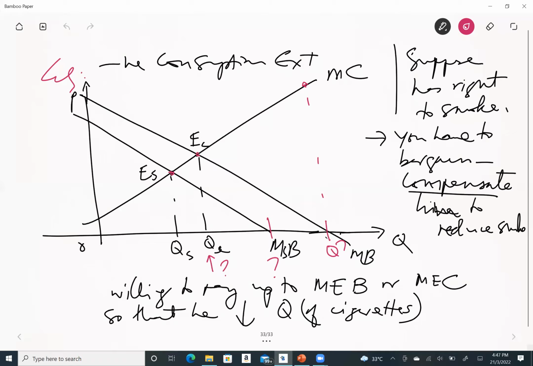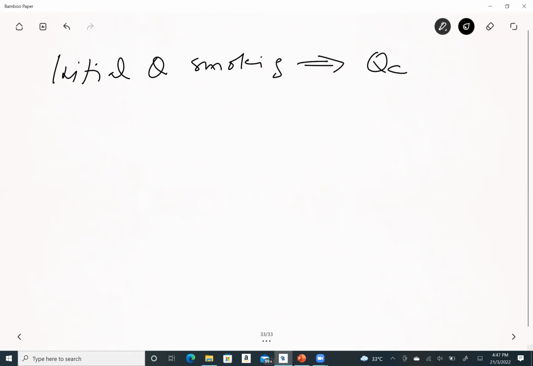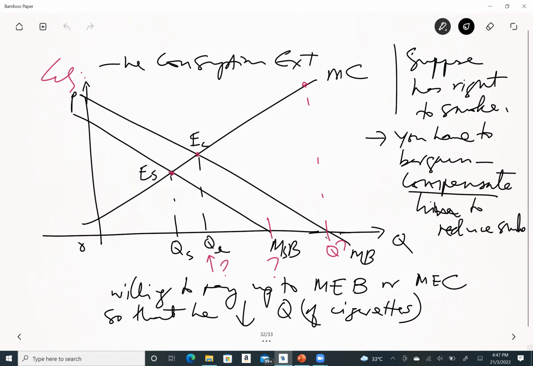When he has the right to smoke, that means he will smoke at the initial Q, which is QC. So that is the competitive equilibrium output level. That's how many cigarettes he will smoke.